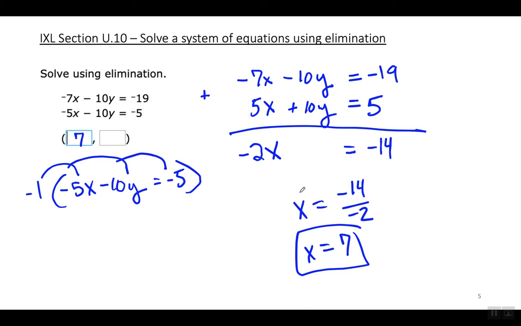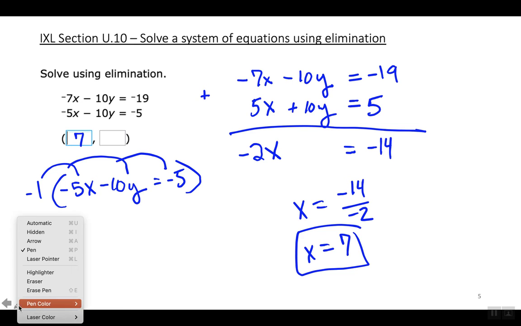And now I could substitute that 7 where x is in any of the two equations. I'm going to do it in the bottom equation.